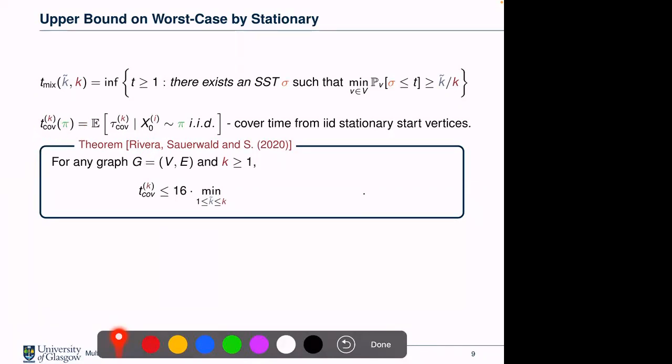So what's our bound? Our bound is that the worst case cover time is at most, and it's a min-max, so you're allowed to choose any k tilde, and you say that the worst case cover time is at most the maximum of the time it takes to mix k tilde out of k walks and the time it takes to cover your graph from stationary using k tilde walks.